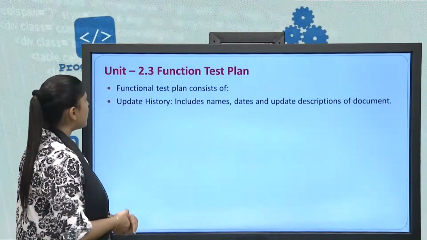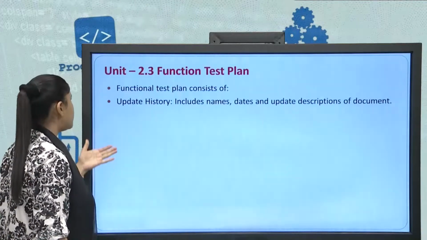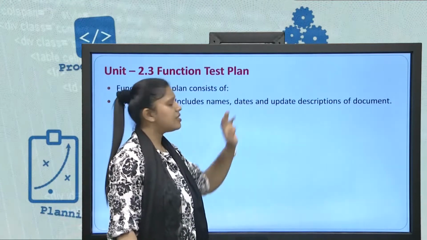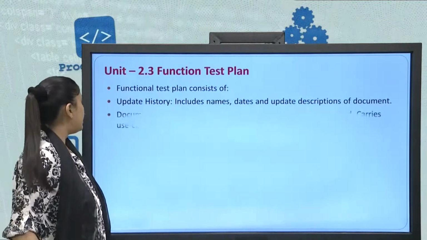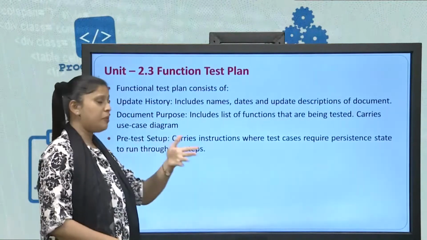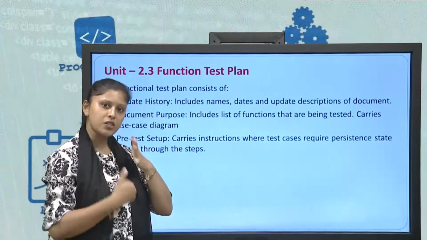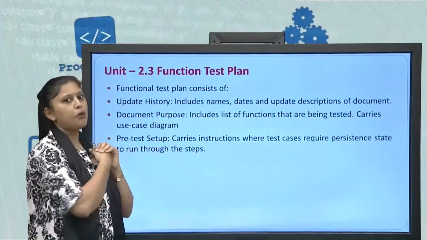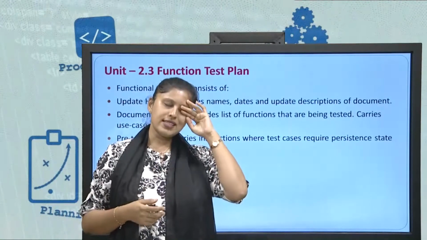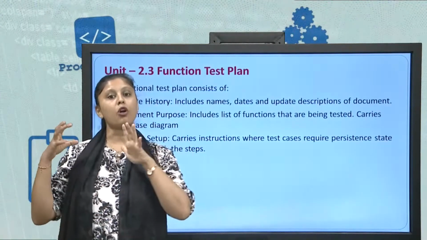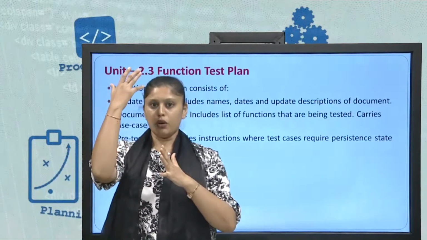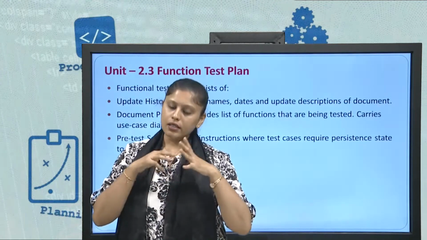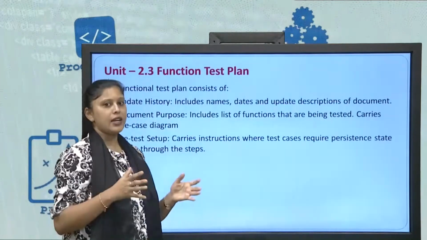Okay, what all things does a functional test plan consist of? First, it consists of the update history that includes the names, dates and update descriptions of the document. It includes the document purpose. What is the purpose behind this document? It includes the list of functions that are being tested, and carries the use case diagram also. What is the use case diagram? A use case diagram states what all actors are there and what all processes they can perform, giving you the major idea about your system.